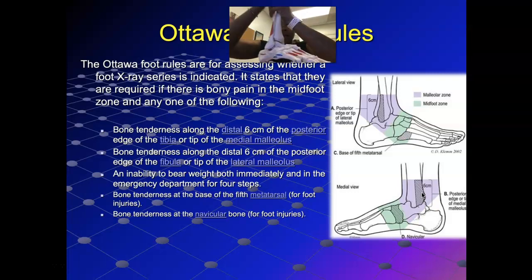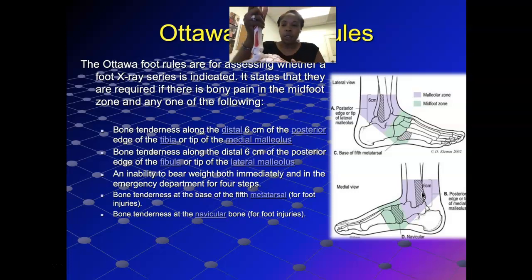The second bullet point applies to the lateral side. Do they have tenderness, right, on the most posterior distal portion of the fibula, right? The third bullet point really has to do with their ability to bear weight. Can they even walk?